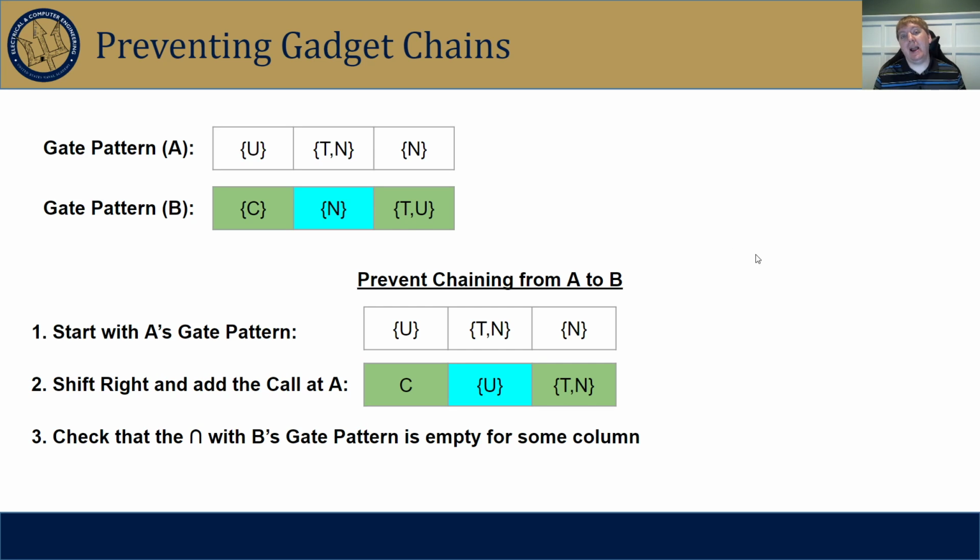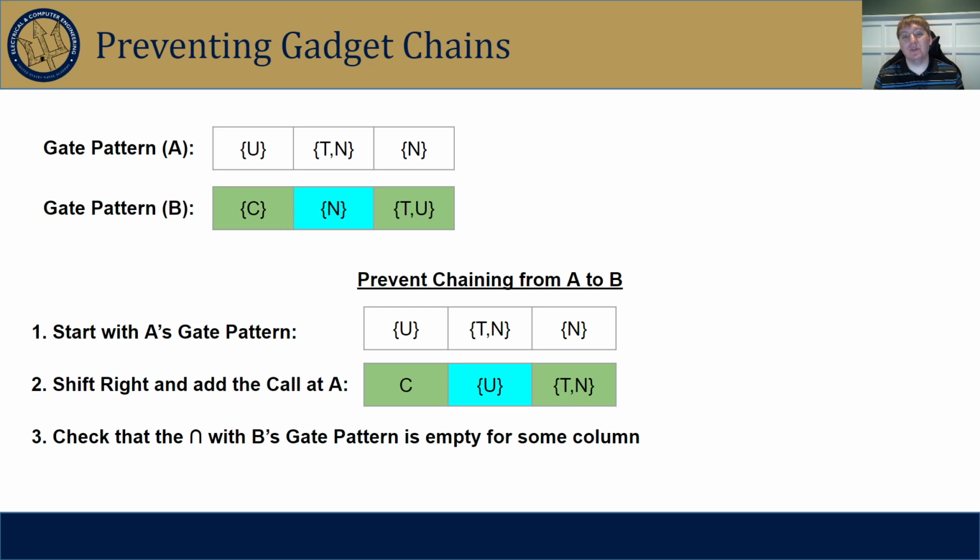So we give some power to the attacker. We assume that they are smart enough to basically choose whatever pattern they want, whatever history they want up until the first branch. And then we make sure that this doesn't match for the second branch to make sure that there's no chaining from A to B.